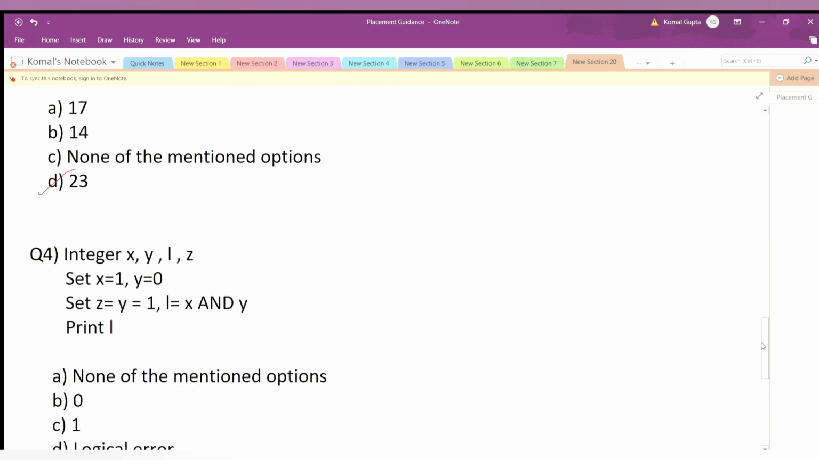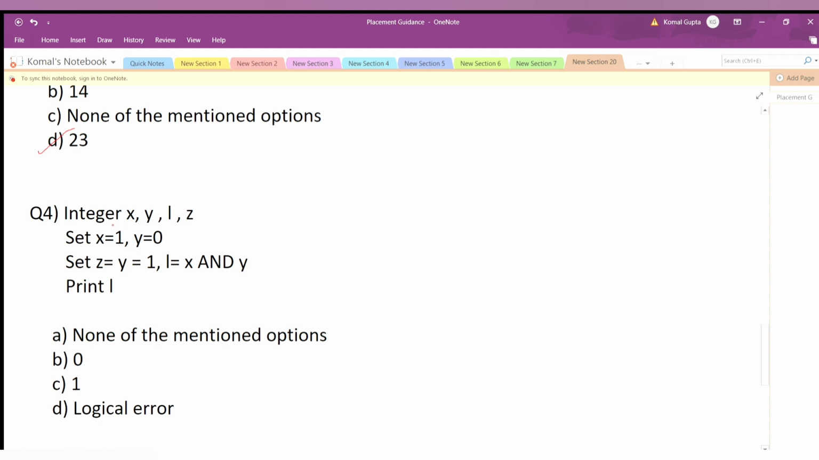Now we will see another question. We are given integers x, y, l and z, and they have set the value of x as 1, y as 0, and they have set the value. Now what they have done, they are assigning the value of z and y. Now see, earlier the value of y is 0. Now they have changed the value of y as 1. And now what it is doing, L is equals to x and y.